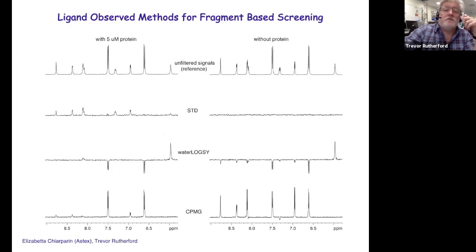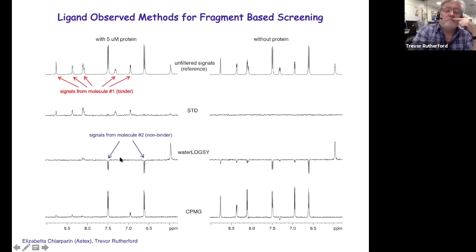Those are different approaches for ligand observed methods that all give complementary information as to whether the molecule is binding or not binding. So in this case, we've got a mixture of 2 compounds, one that binds, one doesn't, and we can distinguish those easily by complementary NMR techniques.